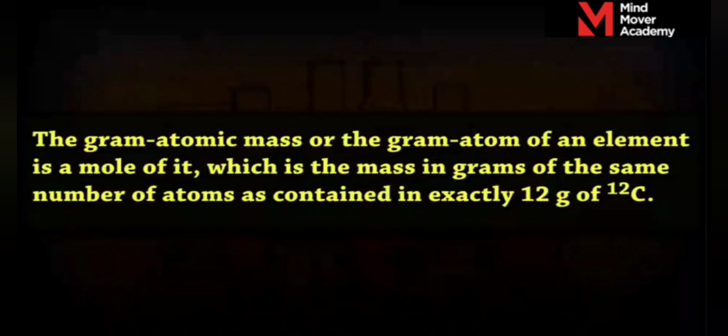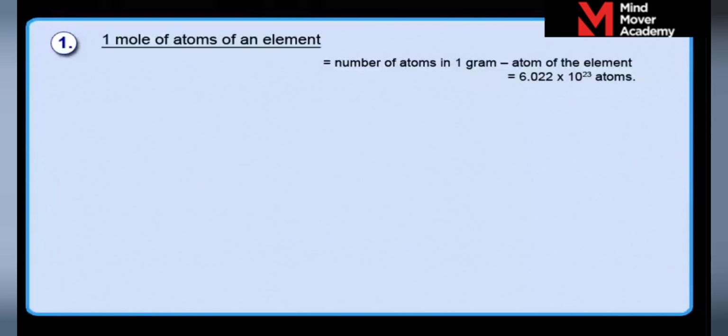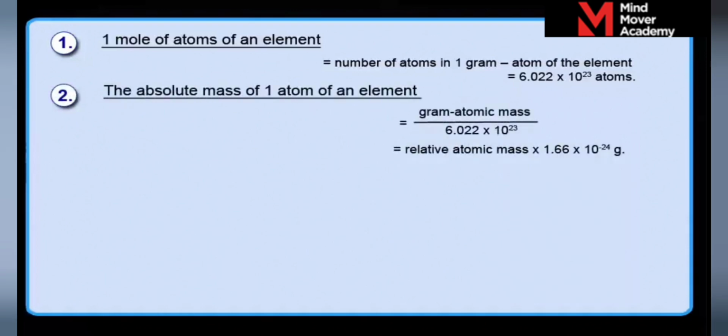We can easily arrive at the following important relationships. First, 1 mole of atoms of an element is equal to the number of atoms in 1 gram atom of the element, equal to 6.022 into 10 to the power 23 atoms. Second, the absolute mass of 1 atom of an element is equal to gram atomic mass divided by 6.022 into 10 to the power 23, equal to relative atomic mass into 1.66 into 10 to the power -24 grams.